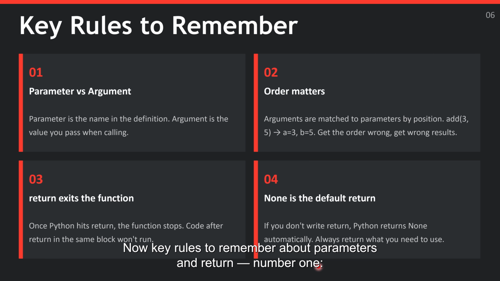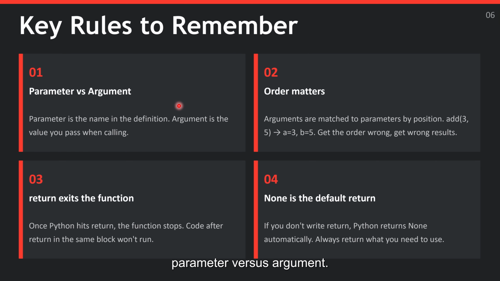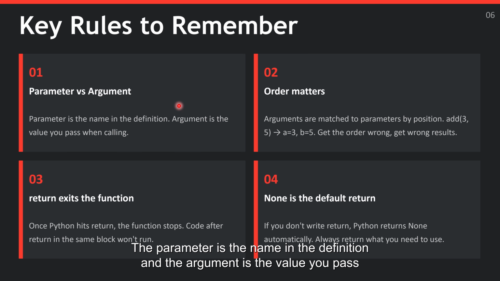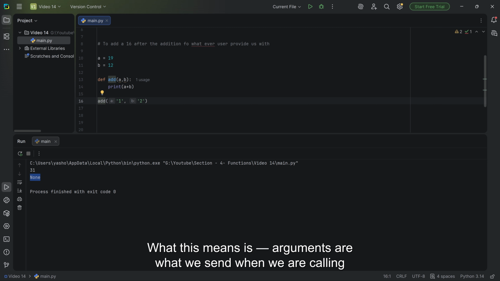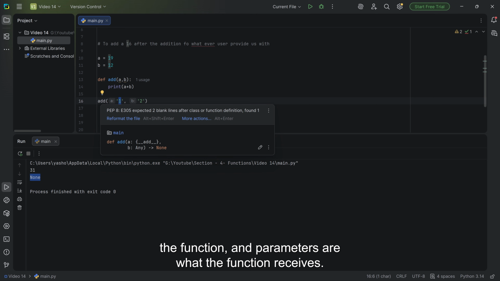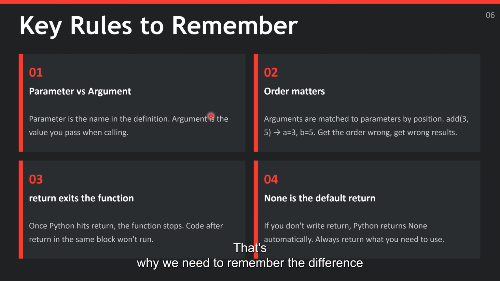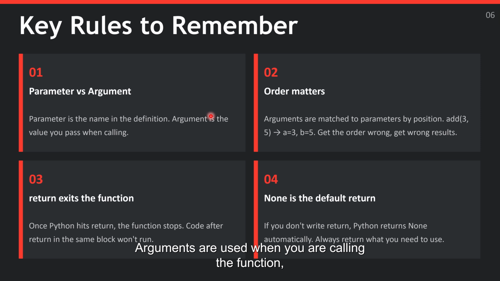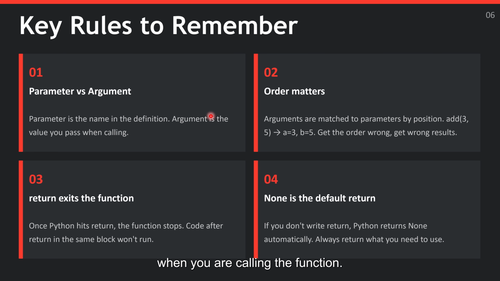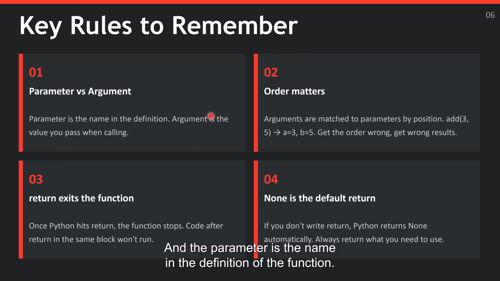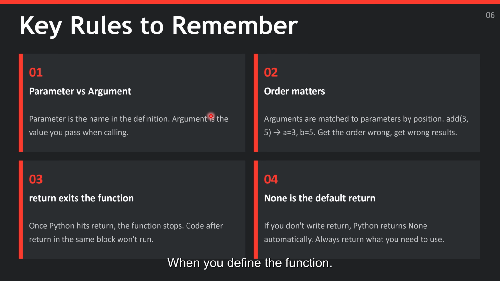Now, key rules to remember about parameters and returns are: number one, parameter versus argument. Parameter is the name in the definition, and argument is the value you pass when calling. What this means is these are arguments, the ones we send while we are calling the function, and these are parameters, what the function receives. That's why we need to remember the difference between parameters and arguments. Arguments are used when you are calling the function, and a parameter is the name in the definition of the function, when you define the function.